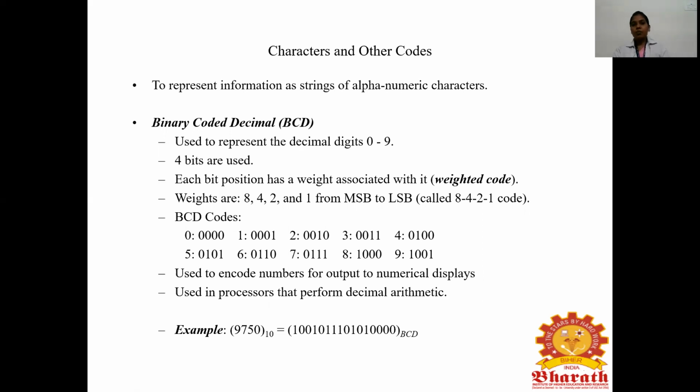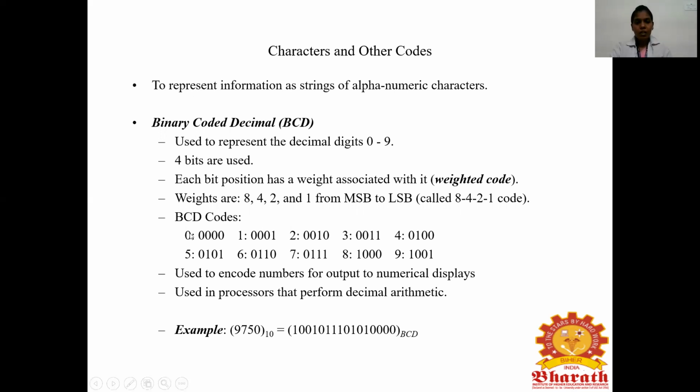So 4 bits are used, and each bit has a weight associated with it. These weights are 8421. In other words, we say it's the 8421 code, from most significant bit to the least significant bit.